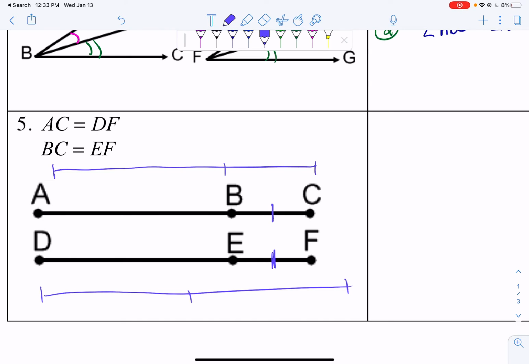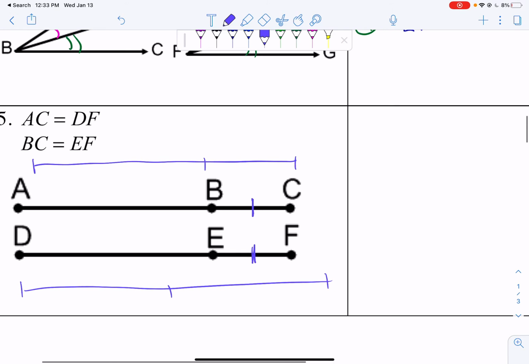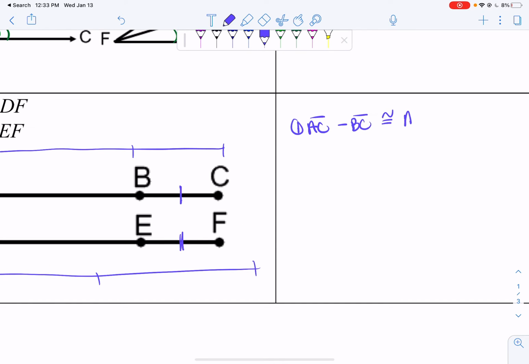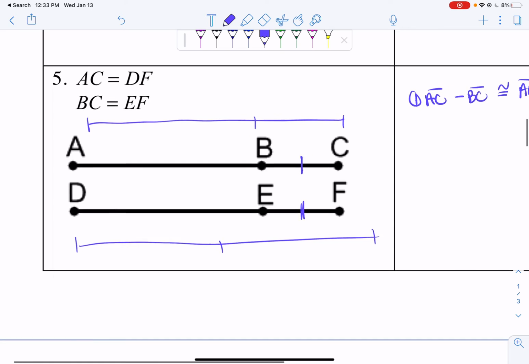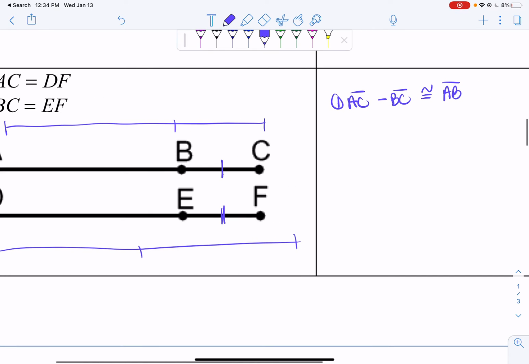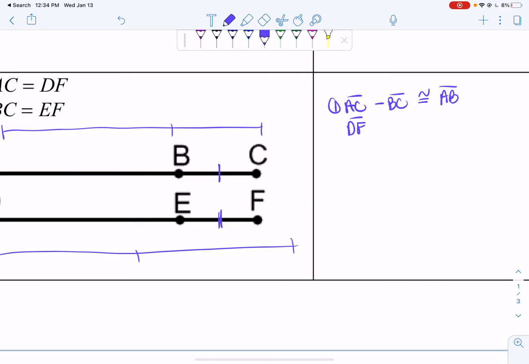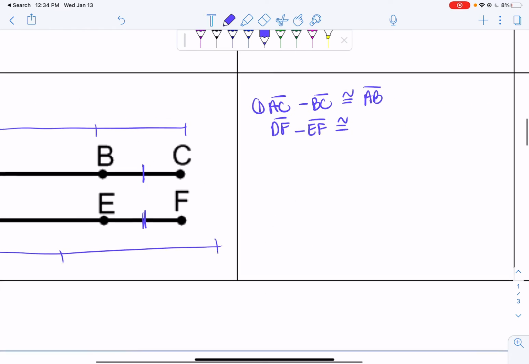So instead of using addition, what we're going to be doing is subtraction. So if you're starting with a whole and you want to get down to a part, you're going to take away a part from your whole. So to approach this question, you're going to do AC minus BC, and that's congruent to AB. And then you're going to take your second whole of DF and take away EF. And that's going to give you DE.